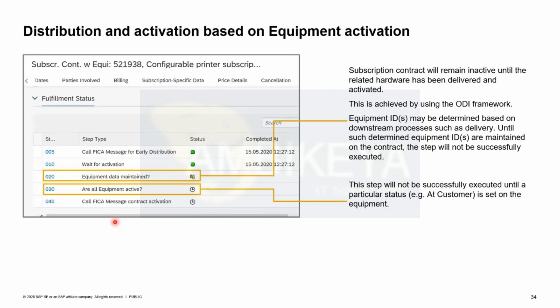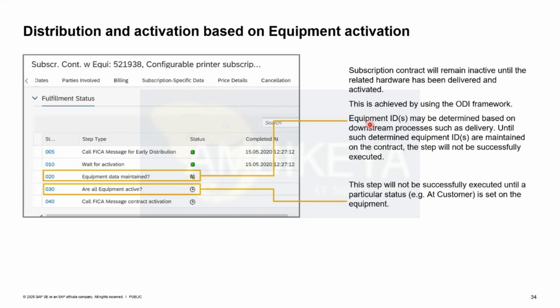So the first scenario is you have equipment details already, you are linking them upfront. But there can be a scenario where only once the sales item is delivered and an equipment is active, that's when I know my equipment details. So for this, we introduced two new steps in ODI. The first step gets executed when the successful delivery happens and the post goods issue is done. So in this case, the equipment IDs will be updated onto the contract.